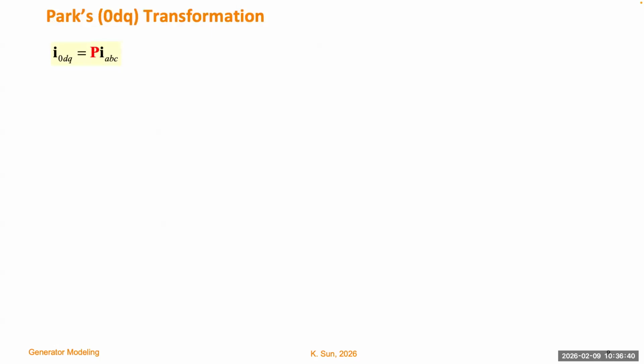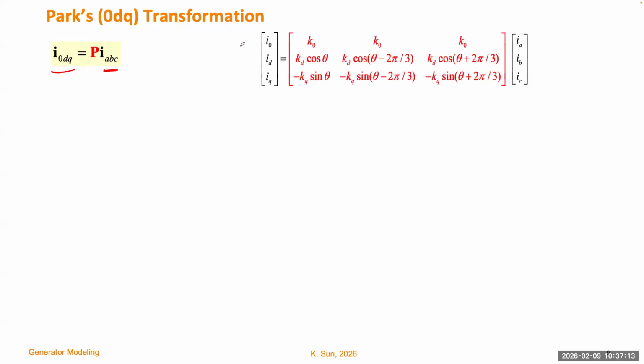All right, so next, let me give you the Park transformation, or we call it a zero DQ transformation. A zero DQ transformation changes the current originally in the A, B, C frame into a new frame, zero DQ. Zero means the neutral element, which means the average or the total of the three-phase current. D means a current in the phase of the D axis, and Q means an element in the Q axis. This is the Park transformation.